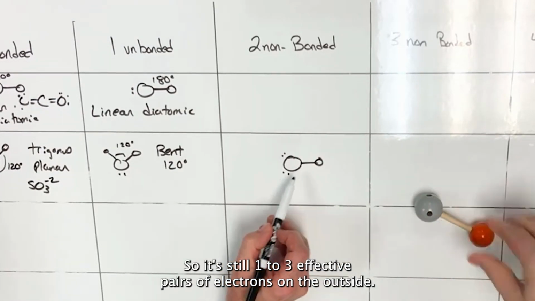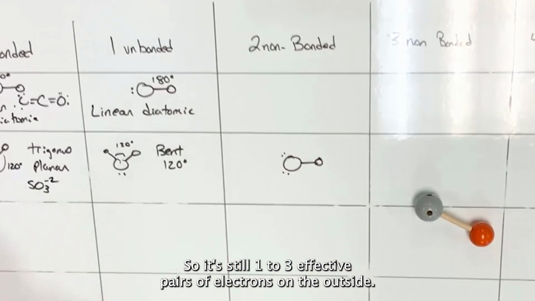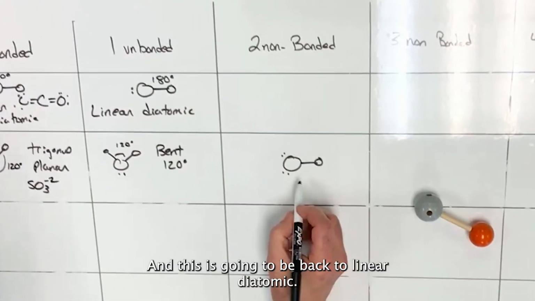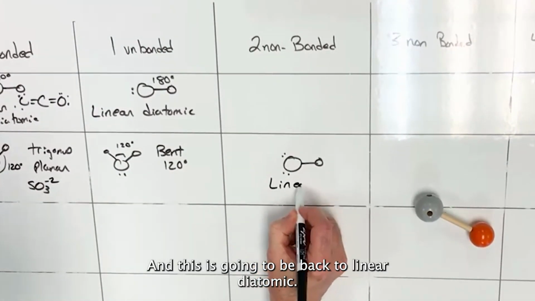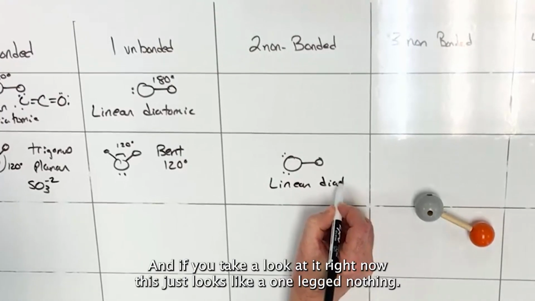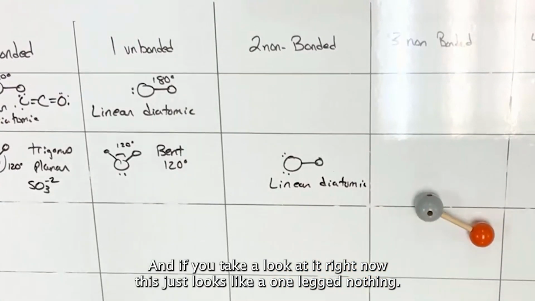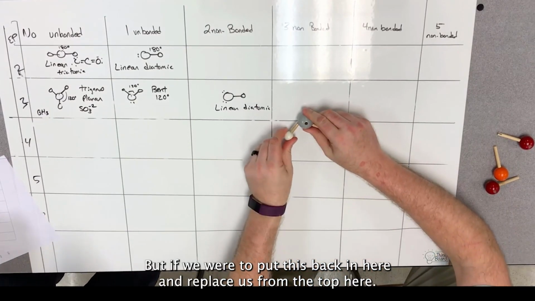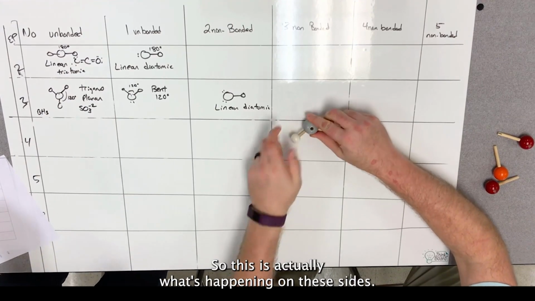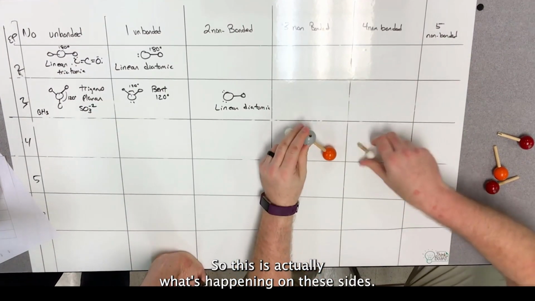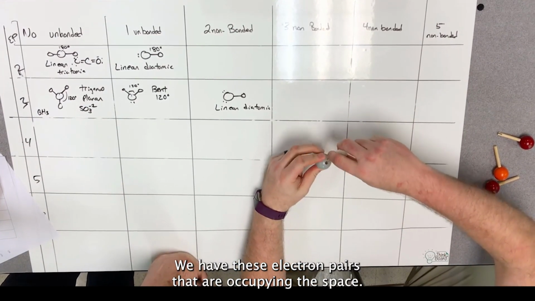So it's still 1, 2, 3 effective pairs of electrons on the outside. And this is going to be back to linear diatomic. If you take a look at it, right now this just looks like a one-legged nothing. But if we were to put this back in here and replace this with electron pairs, because this is actually what's happening, on these sides we have these electron pairs that are occupying this space.